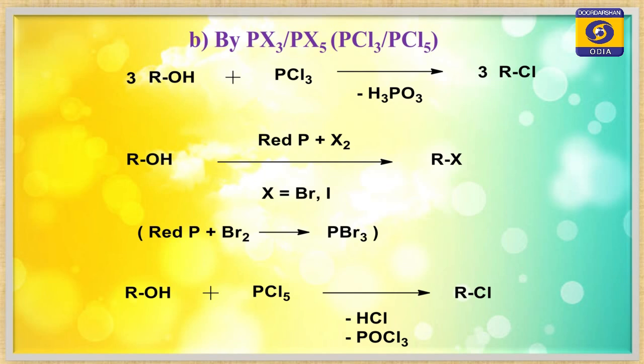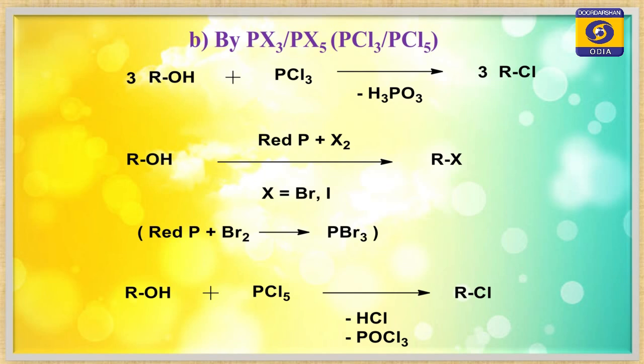When you use PCl3, the reaction will be 3ROH plus PCl3 gives rise to 3RCl plus H3PO3. For balancing, you simply put 3ROH. Remember it. When you are using PCl3, you use 3 alcohol to get 3RCl. But when you are using PCl5, no problem. ROH plus PCl5 gives you RCl as the product, along with the byproducts POCl3 and HCl.